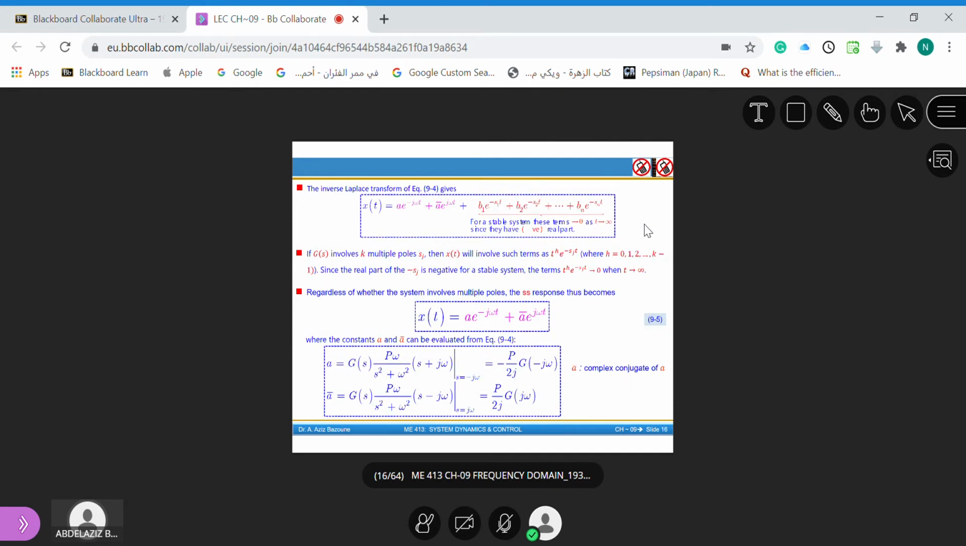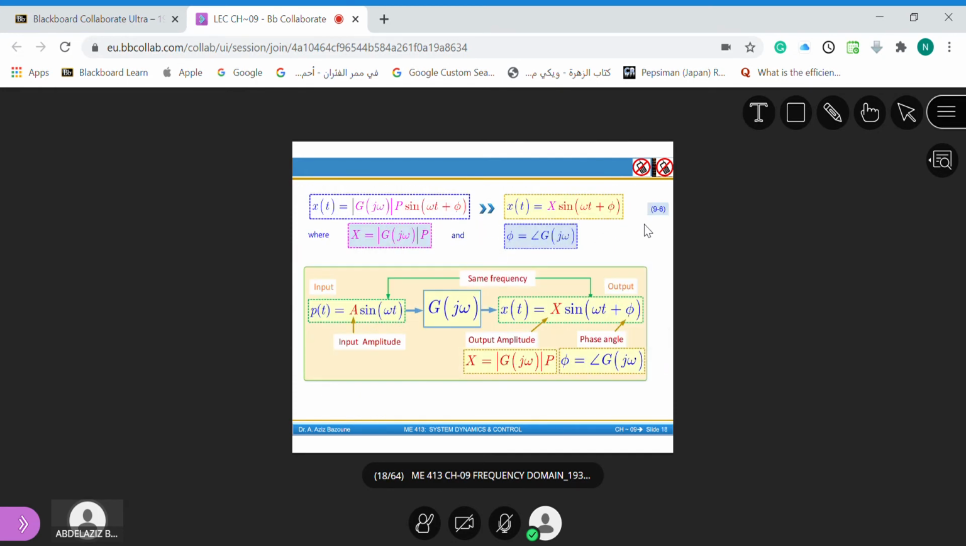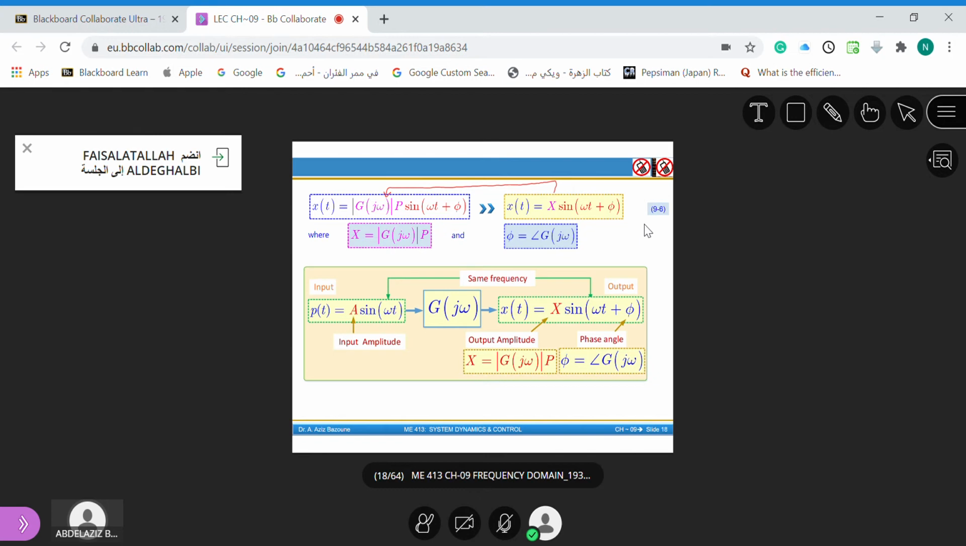So this is all theory. You don't need it. So here we are. Here, this is what we have. The input will be like this one, and the output will be in this form. x(t) will be G(jω) times P times sin(ωt + φ). We can write this in this form, X, where X is equal to the pink one here. The pink is the magnitude of G(jω) times P, and φ is this angle, which is the phase angle.